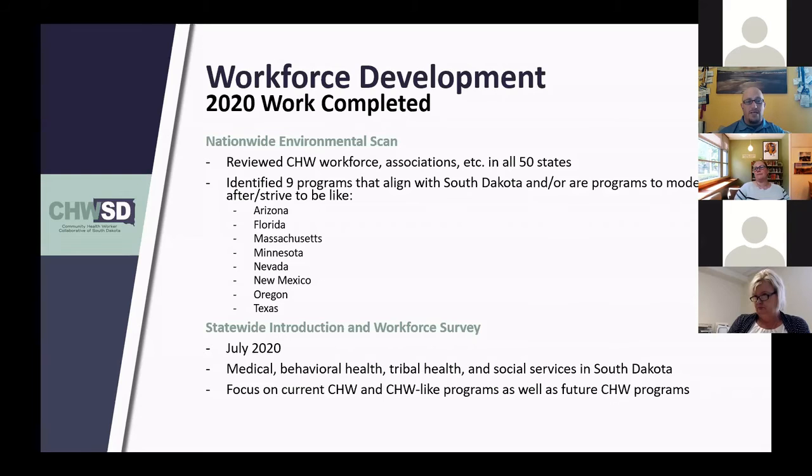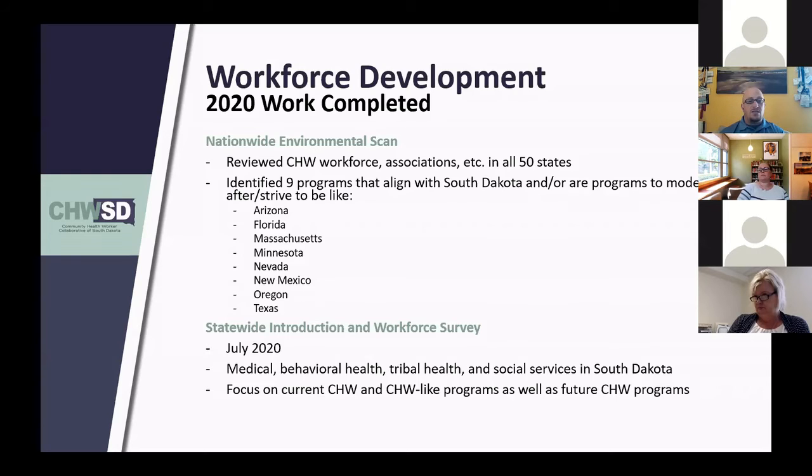And so to give you a quick example of a program that South Dakota is looking to model after or strive to be like would be Massachusetts. They're one of the states that was the first to implement community health workers within their healthcare and social service organizations back in the early 2000s. And so community health workers are really well embedded in Massachusetts, and individuals are really able to connect and work with community health workers in Massachusetts.